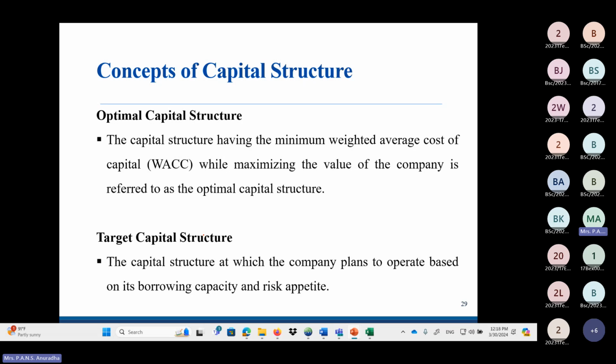Target capital structure means if you are not at the optimal level still, we are planning to go to the next level or the next capital structure. So that is what we call target capital structure. The target capital structure can be the optimal one or not. That is another concept in capital structure. Target capital structure is the capital structure that we are planning to have in the future.